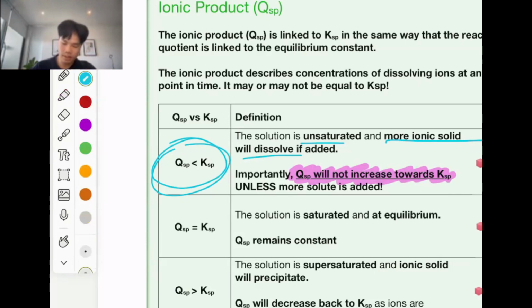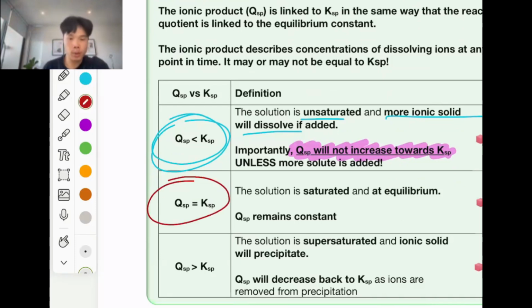So think about it as if I sprinkle a tiny bit of salt into water, I'll have some concentration of sodium and some concentration of chloride. Say it's really small, 0.0001 molar of either. That concentration isn't just going to increase on its own. The only way you can increase Q is by adding more solute and dissolving more. At some point, you reach QSP equals KSP, where you have a saturated solution and QSP remains constant. So that's the point where you have enough solid and the solution cannot take any more.